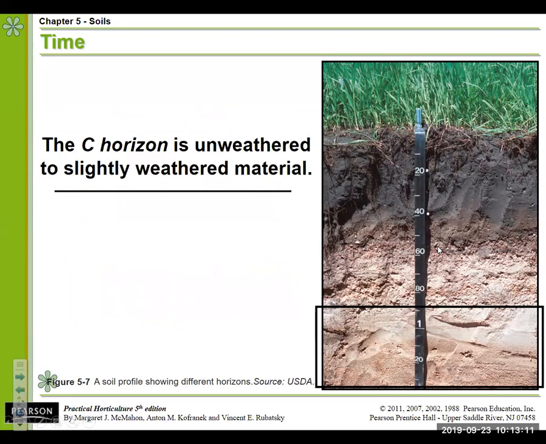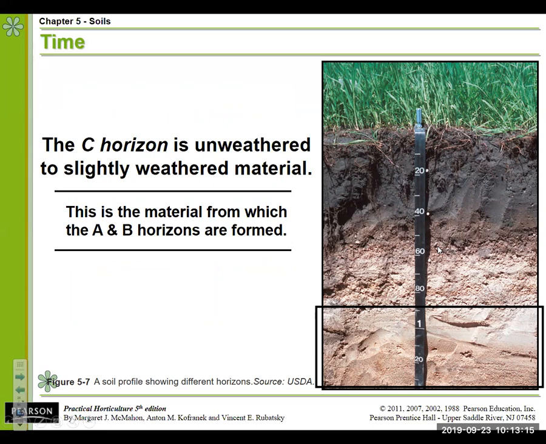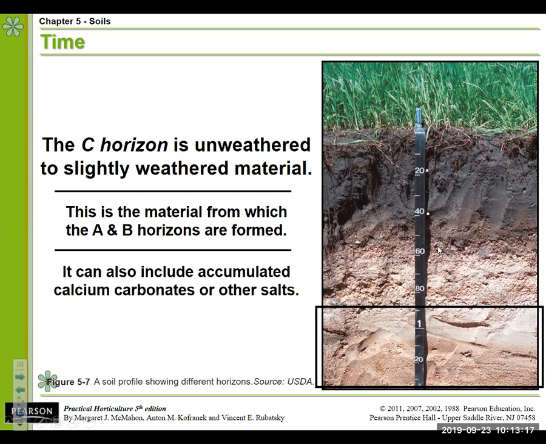So getting to the C horizon, we have unweathered material. It's most like the parent material. It is the material from which the A and B horizons are formed. That's going to be most like the bedrock. It is also a zone of accumulation as well. We do have the downward transportation of nutrients and some textural components here as well.